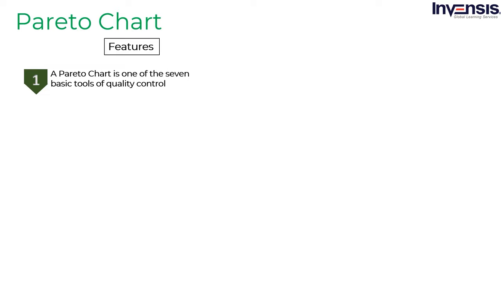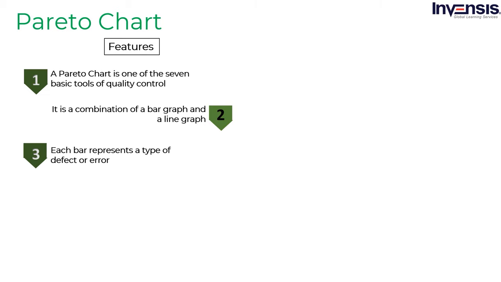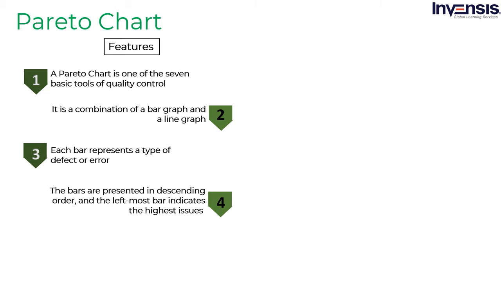So, what are its features? As you already saw, the Pareto chart is mainly based on the 80-20 principle. The other features are: a Pareto chart is one of the 7 basic tools used for quality control, which is a combination of both a bar graph and a line graph. In the Pareto chart, each bar usually represents a type of defect or mistake that occurred, and the bars are presented in descending order, and the leftmost bar indicates the highest issues or errors. And the other graph, that is, the line in the graph, represents the cumulative percentage of defects.